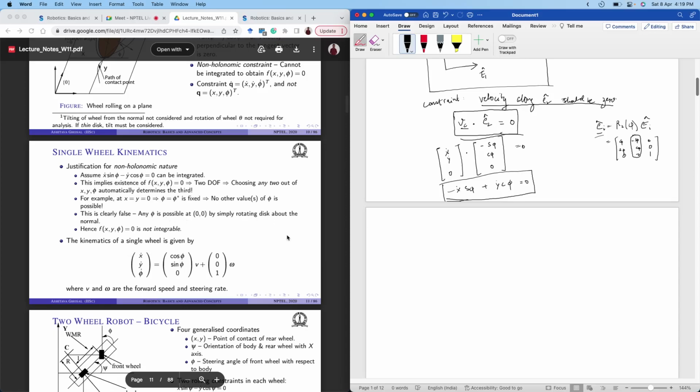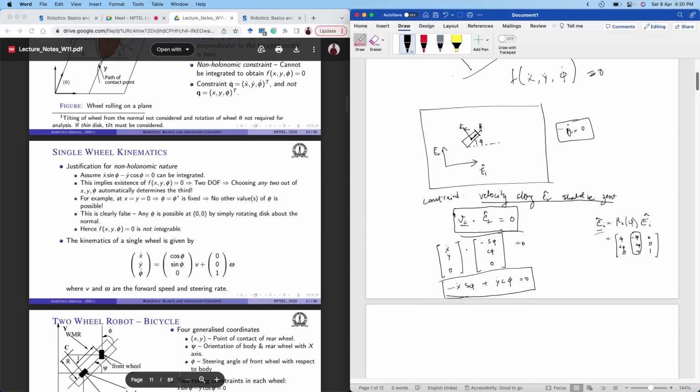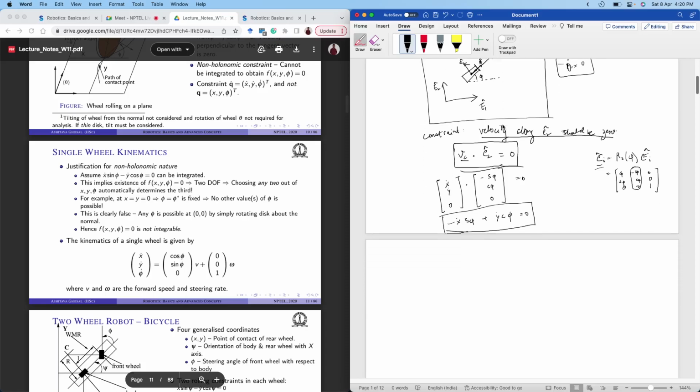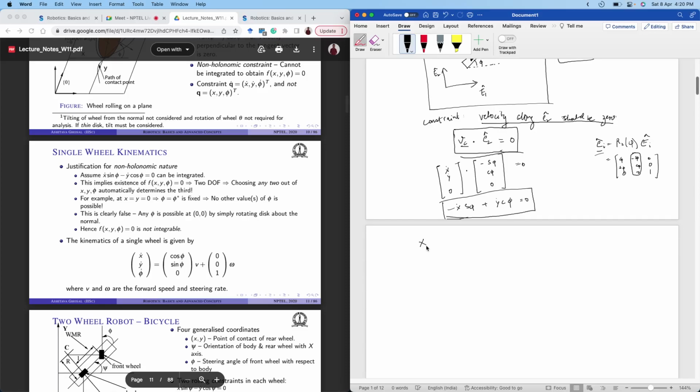Okay, and then we have been given the kinematics of a single wheel. So kinematics is just how does the wheel move, right? So you can see that if you say that the velocity, now, since velocity along E2 is zero, the velocity will always be along E1. Okay, so let us call this V. Okay, so what are the states of the coin? What are the quantities that represent the configuration of the coin? That fully define where the coin is and in which orientation.